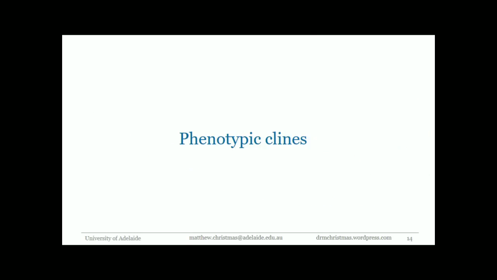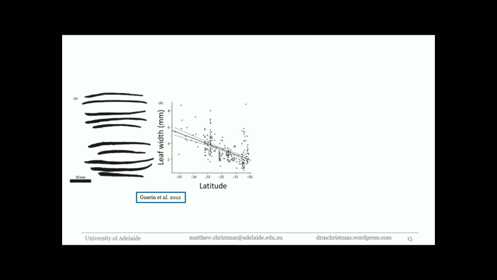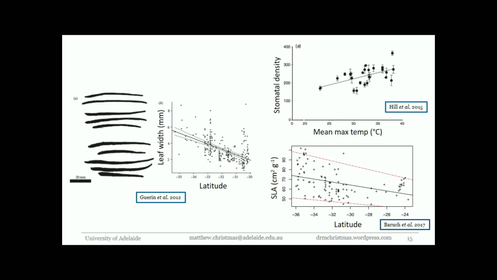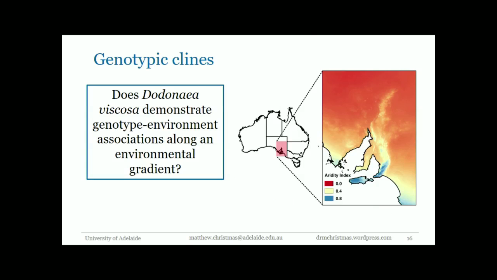So several studies have now focused on the phenotypic variation in Dodonaea viscosa across this same region. And so, for example, it has been shown that there is a decline in leaf width with a decrease in latitude. Similarly, for specific leaf area, we find a similar pattern. And also, with an increase in mean maximum temperature, we see this increase in stomatal density on the leaves. So we know that there are these phenotypic patterns, but what I was really interested in understanding was the genotypic variation across this range and whether Dodonaea viscosa demonstrates genotype environment associations along this environmental gradient.